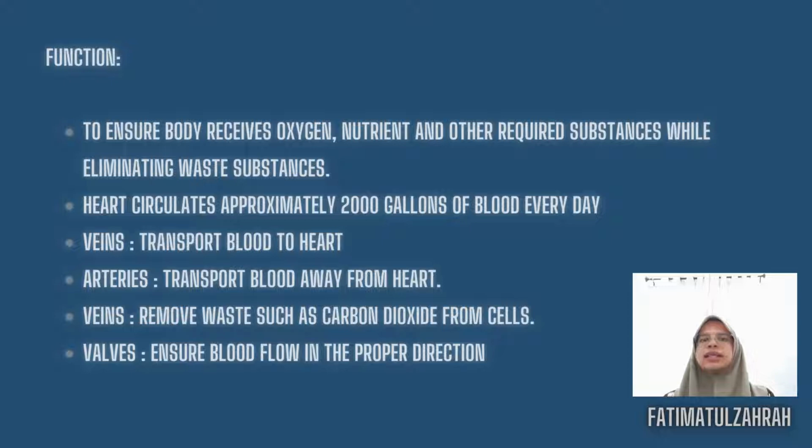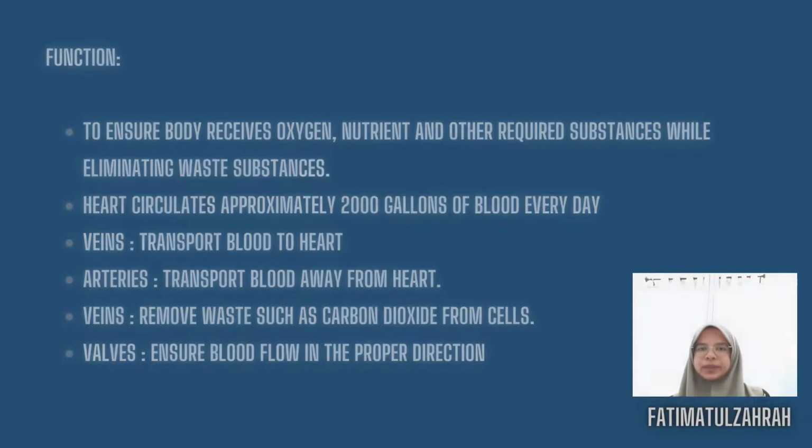Every day, your heart circulates approximately 2,000 gallons of blood. Some blood vessels, such as veins, transport blood to your heart, while others, arteries, transport blood away from it. Your blood vessels also remove waste from your cells, such as carbon dioxide. Blood always travels in the same direction through your heart. Valves along the path ensure that blood flows in the proper direction.